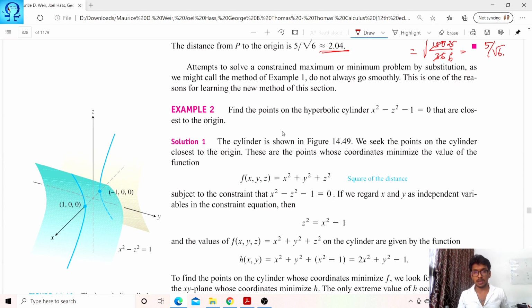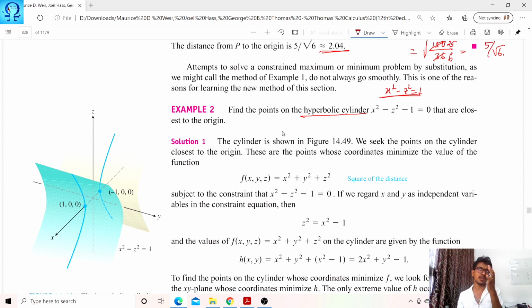Okay. So here, we are asked to find the points on the hyperbolic cylinder. That cylinder is given to be x² − z² − 1 = 0. You will have to identify some hyperbola and you just extend it along the y-axis. That type of geometrical shape we call the hyperbolic cylinder, and you will have to find the points on the cylinder which are closest to the origin.